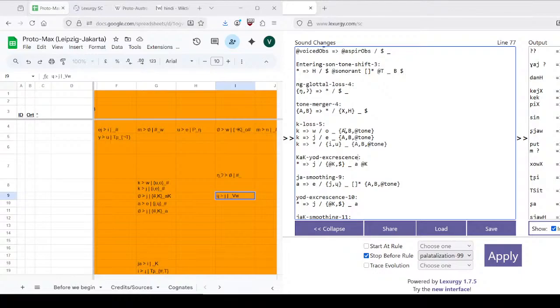I think I could. No, this has to happen after. Yeah, this has to happen after because this is a change targeting the final velar. Okay, so we have yod excrescence here, and at the same time we can also do ya to ya. Have an easily accessible ya. If not, then I'm gonna do this. Labial or no labial glide dissimilation, I guess.